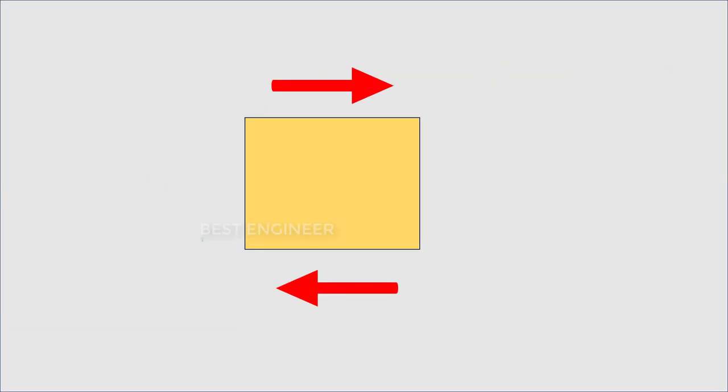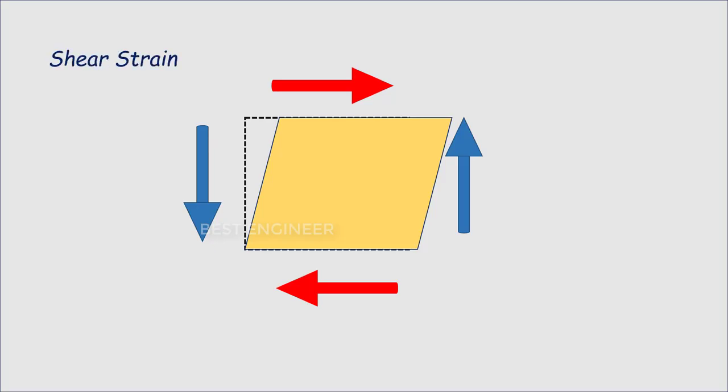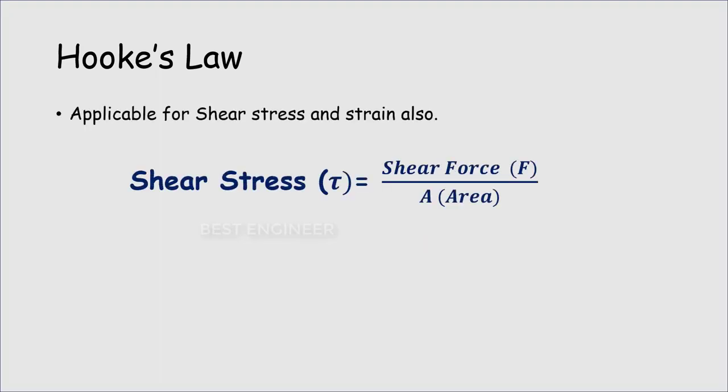A box is acted upon by shear forces at the surfaces. It will tend to slip like this. The stress developed due to the shear force is called shear stress. Due to the stress, the object will slide and change its shape, which forms the strain. Hooke's law is applicable for shear stress and strain also. The shear stress can be calculated using this formula, that is shear force divided by shear area.